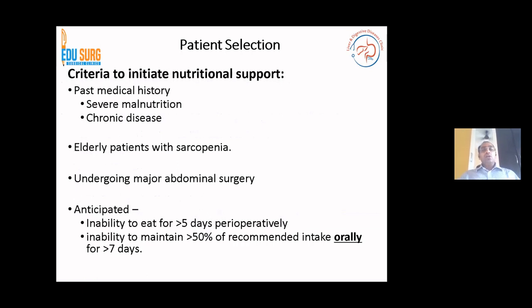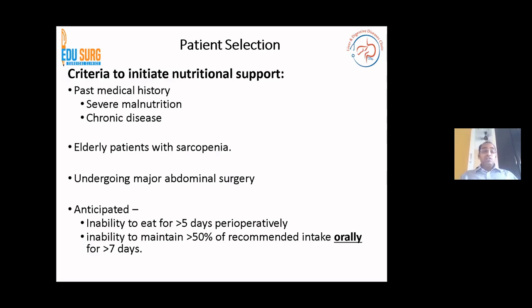Again, you go into the past medical history, whether there's any chronic disease. You select elderly patients with sarcopenia, you select patients who are undergoing major abdominal surgery, and you predict that a patient is probably not going to be able to eat for 5 days perioperatively. Say you are doing a total esophagectomy, say you are doing a total gastrectomy, these patients will probably not eat for the first 5 days after surgery.